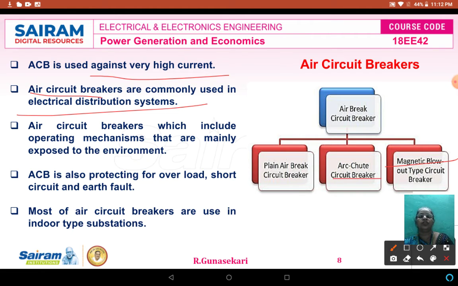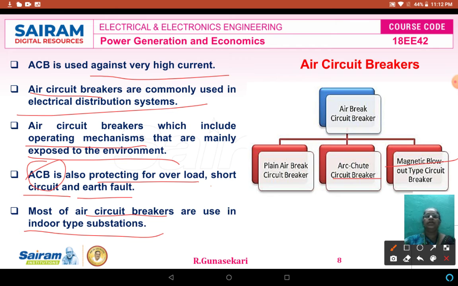The air circuit breakers consist of an operating mechanism which is mainly exposed to the environment. The air circuit breaker protects against overload, short circuit fault and earth fault. These three faults we use the air circuit breaker for. That means overload, which is overcurrent fault, short circuit fault and earth fault. Most of the air circuit breakers are used in indoor type substations only.